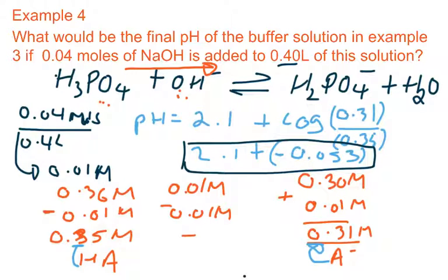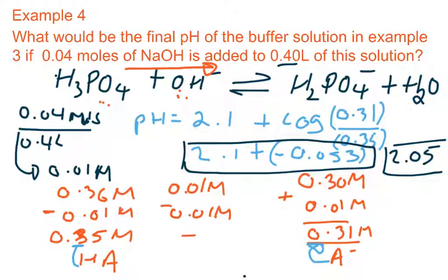Okay, 2.1, 0.1 plus 0.0 plus negative 0.053 equals... okay, for my calculation I got 2.05. All right, by my estimation, and that answer seems reasonable.